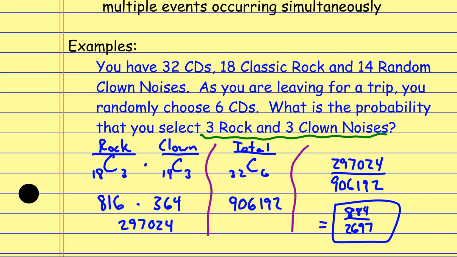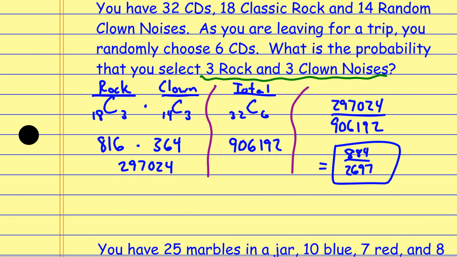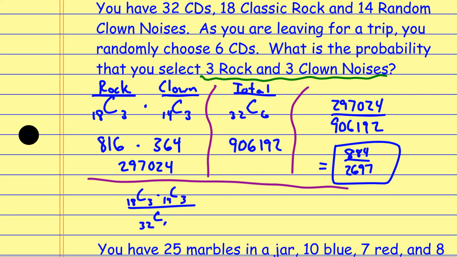And you notice as I set this thing up, I organized it this way by doing, okay, how many ways can I get what I want? Then I did the total, then I did the actual probability. For many of us, after we get good at these, you're probably going to jump right to this. You're going to say, okay, it's the combination of 18 choose 3 times the combination of 14 choose 3 all over the combination of 32 choose 6.